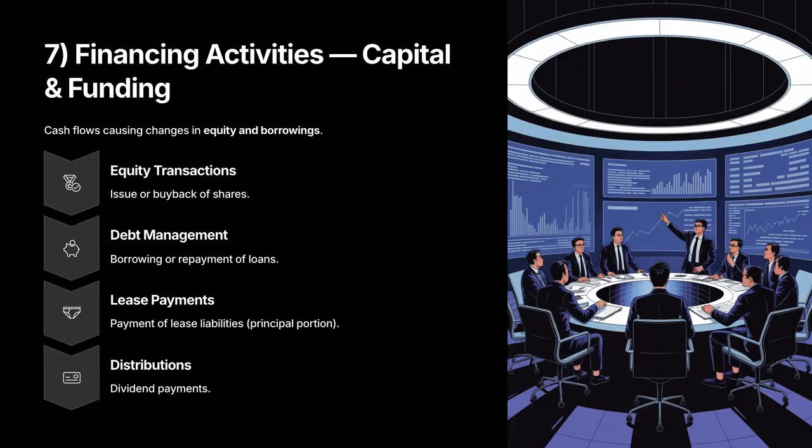Financing activities: capital and funding. Financing activities create or repay capital. Typical cash flows: issuing or buying back shares, borrowing or repaying loans, principal portion of lease payments where applicable, payment of dividends. These show how the business is funded and how that funding is returned to providers.